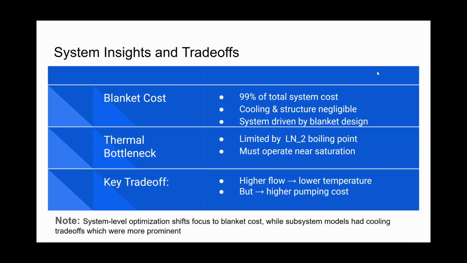One of the most important insights from our results is that the blanket subsystem dominates the total system cost, contributing nearly all of the overall cost. In contrast, the cooling and structural subsystems have a negligible contribution at scale, meaning that the system level design is primarily driven by the blanket.